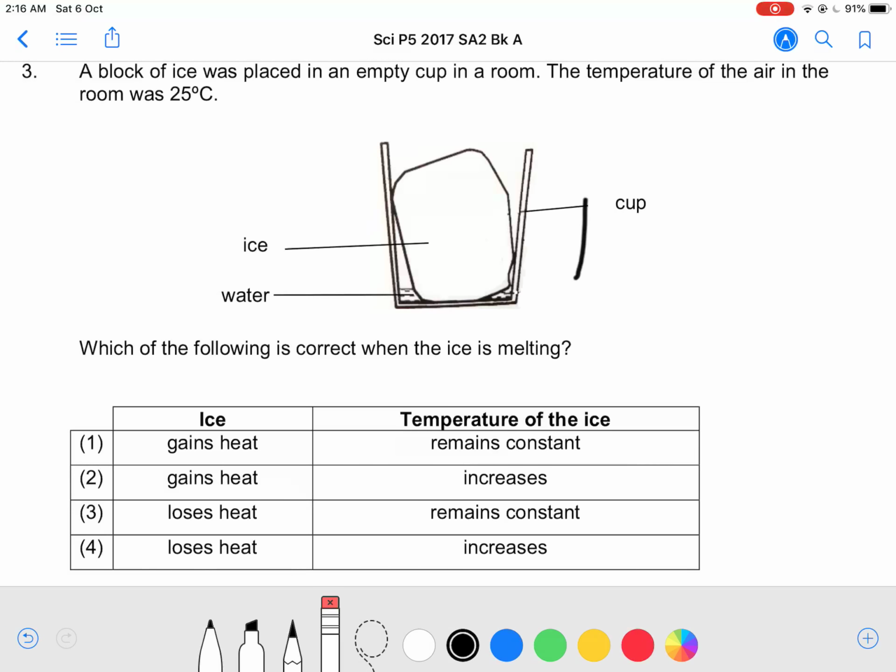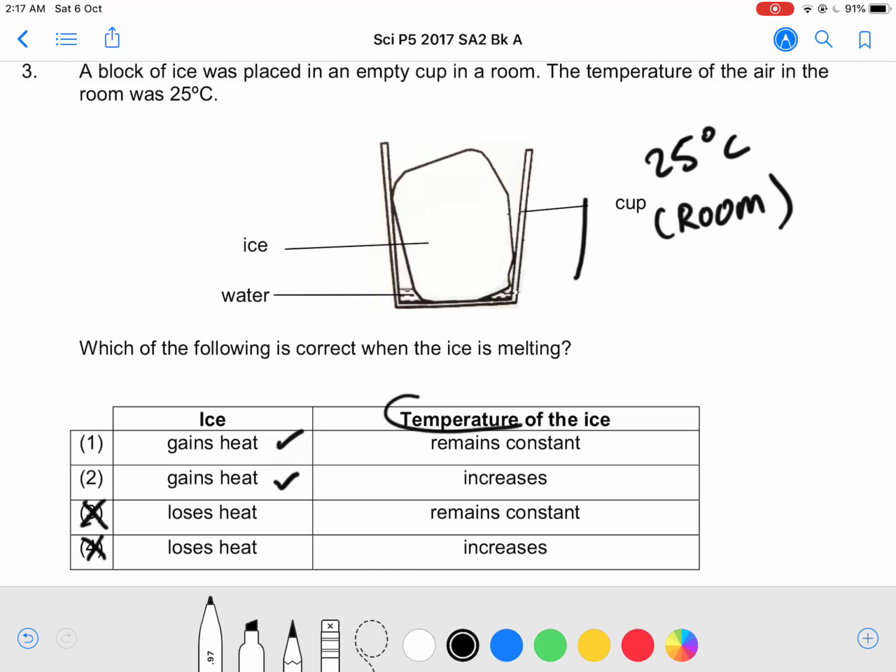So the ice, obviously you're talking about a place where it is 25 degrees Celsius, probably like room temperature. And in this case, your ice must be melting, right? Your ice is melting, and that means when it is melting, it must be gaining heat. That's 1. So already options 3 and 4 are wrong.